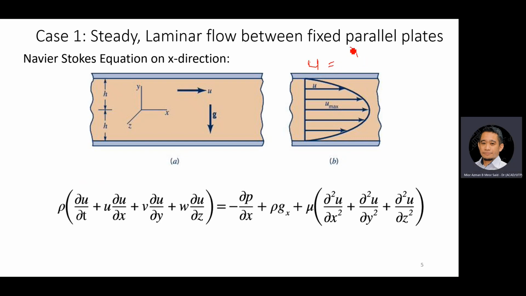We want to find an expression of u as a function of x, right? Because u is the velocity in the direction of x. Oh, sorry, my mistake. So u as a function of y, right? So in this case, u changes with respect to y. It starts from u equal to 0, changes to some values, and then you hit the maximum velocity in the middle point. So that's why we want to find the expression of u as a function of y.